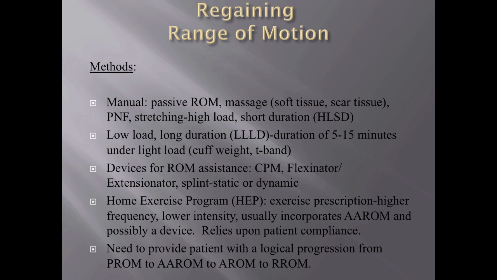So we have different methods that we can use or employ to regain range of motion. Of course, we can always use our hands, which is our best asset as athletic trainers. We can do passive range of motion. We can do massage, soft tissue massage. We can do scar tissue massage. We can do PNF, contract-relax type of things. We can do a higher intensity stretch with a high load and a shorter duration. We can also implement a low load, long duration stretch. I use this a lot with knee extension.